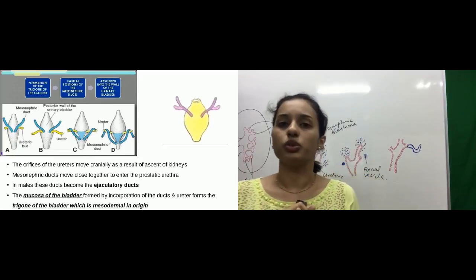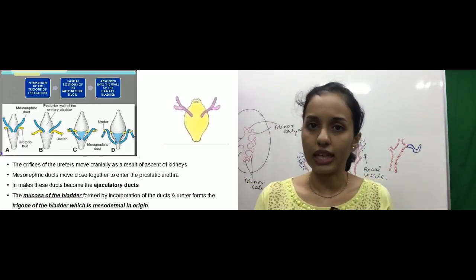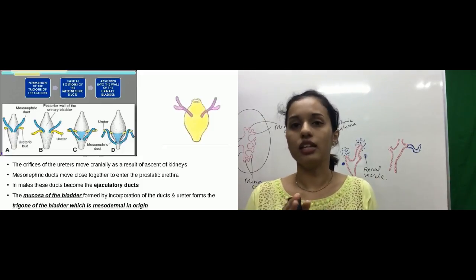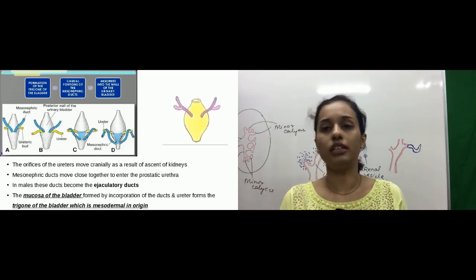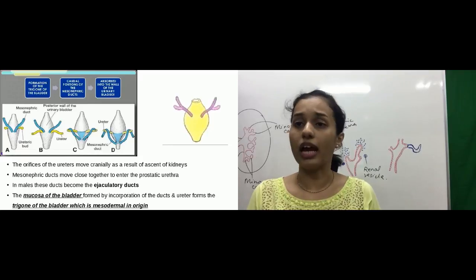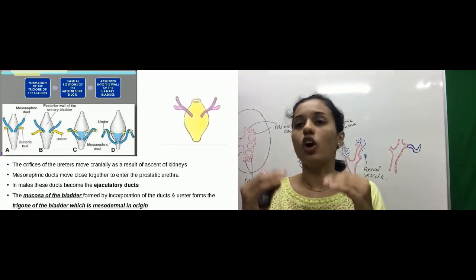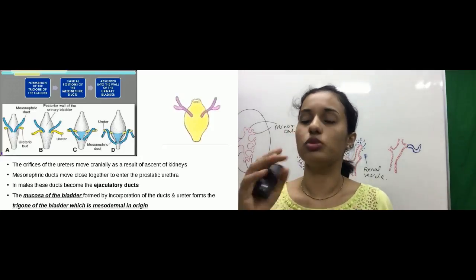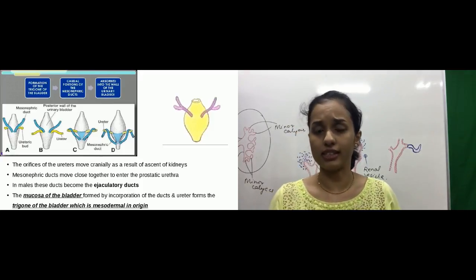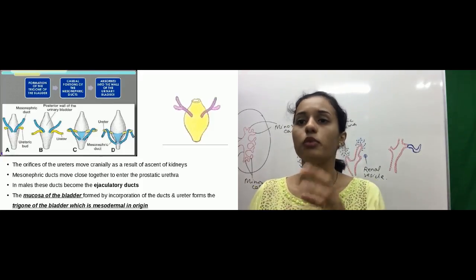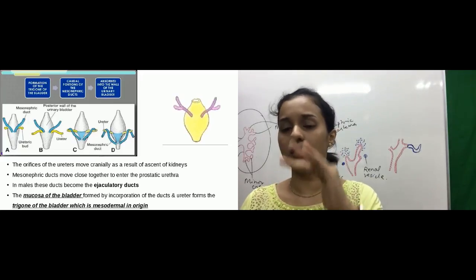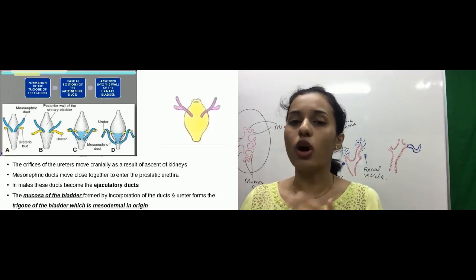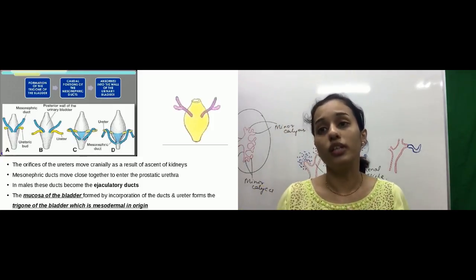In the picture, the blue one represents the mesonephric duct and the yellow one is the outgrowth from it, the ureteric bud. This is the initial stage. Later the growth of the ureteric bud increases and it separates out, and due to the ascent of the kidney, the ureteric orifice also ascends a little cranially on the posterior wall of the urogenital sinus. Most of the mesonephric duct gets absorbed. The incorporation of the duct and the ureter will form the trigone of the bladder, which is mesodermal in origin.